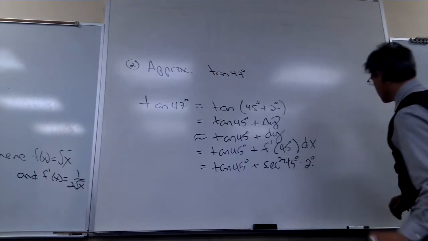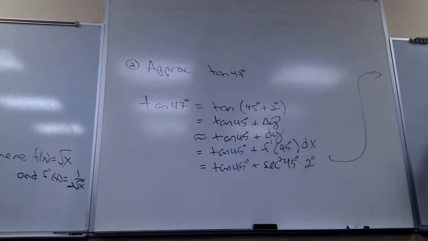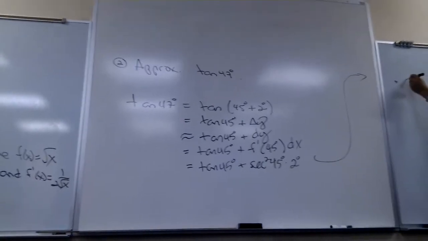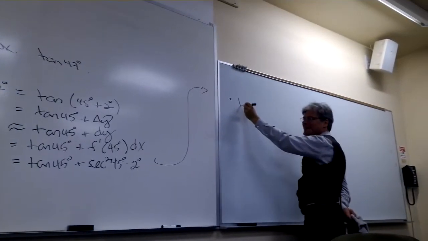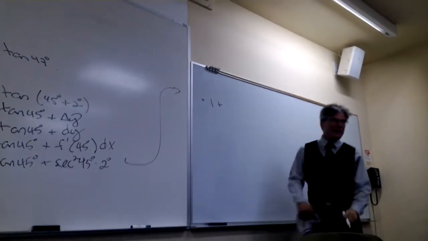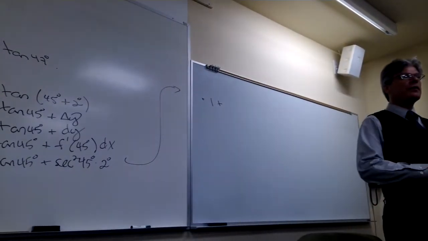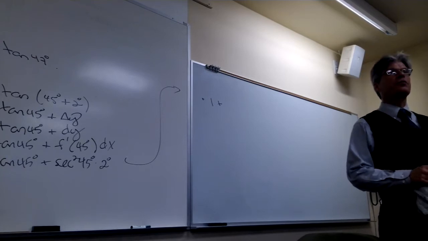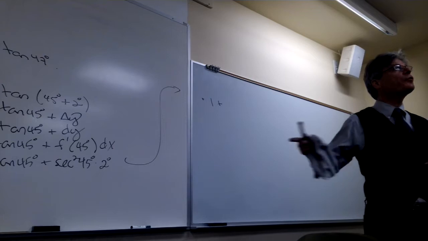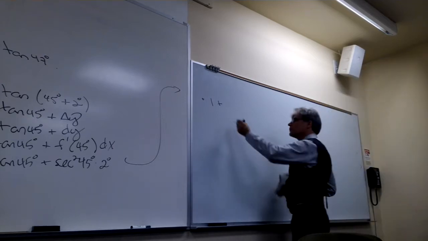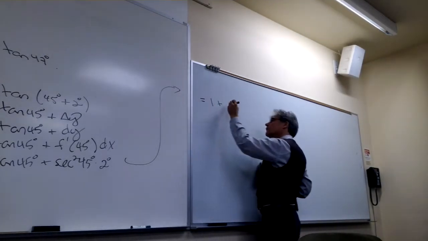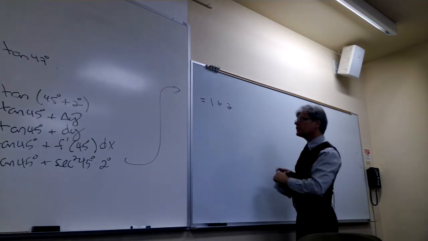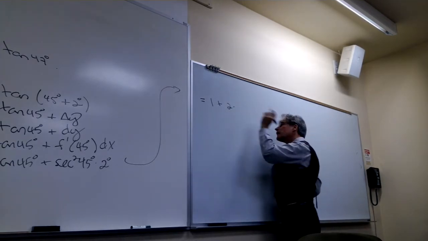Oh shoot, I'm running out of room. Does that give me the tangent of 45 degrees? Which, by the way, is nothing more than 1, plus, well, the cosine of 45 degrees is 1 over root 2. So the secant would be the reciprocal, which is root 2. Oh, but I'm squaring it, so I guess I'm positive 2. Times 2 is 4. Times the 2 is going to give me 6.